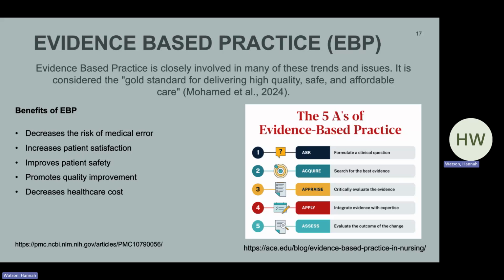The process of evidence-based practice follows what are known as the 5 A's. First, you ask a clinical question. Second, you acquire the best available evidence. Third, appraise the evidence by evaluating its quality and reliability. Fourth, apply the evidence in clinical practice along with professional expertise. Finally, you assess the outcomes to determine whether the change improved patient care or not.